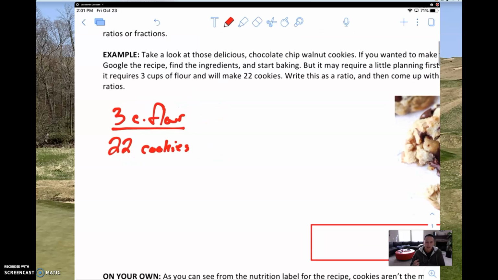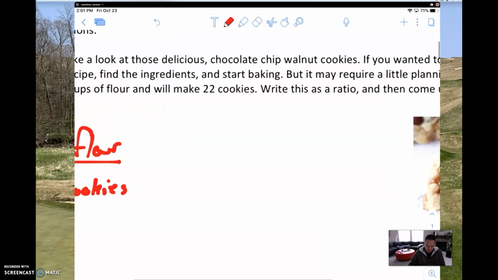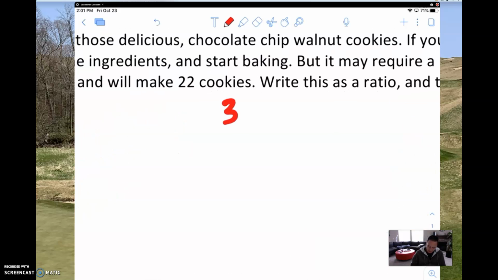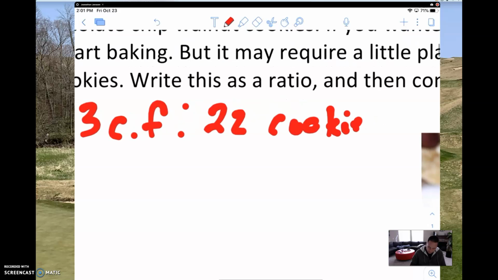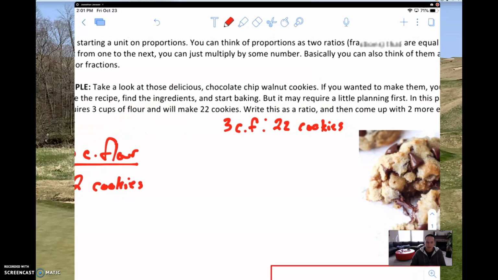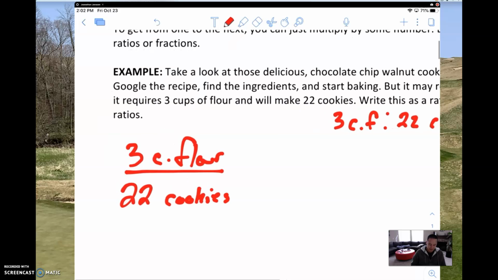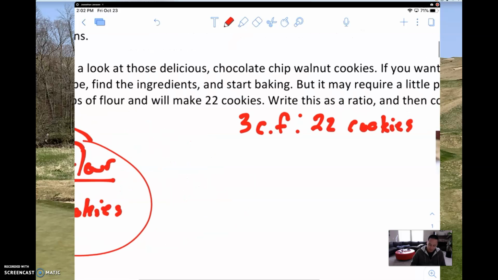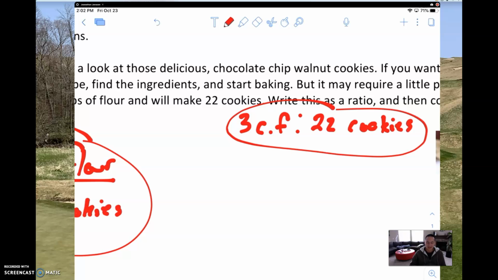That's a ratio. Sometimes you can write it differently. You might see it written as like 3 cups of flour, with a little dot dot like that, 22 cookies. They mean the same thing. So whether you see it written as a fraction like this, or with the dot dot in the middle comparing 2 numbers, they mean the same thing. Don't worry too much about that.